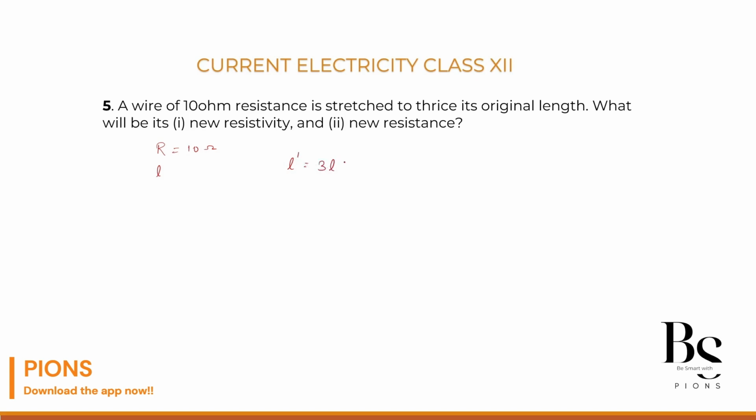Let's read the question once again. A wire whose initial resistance is 10 ohm is stretched to 3 times its original length. What will be its new resistivity and new resistance? Let me be very clear here, the new resistivity will not change. Why? Because the material with which the wire is made up of is not changing. And resistivity only depends on the type of material and temperature. So the new resistivity will remain same.